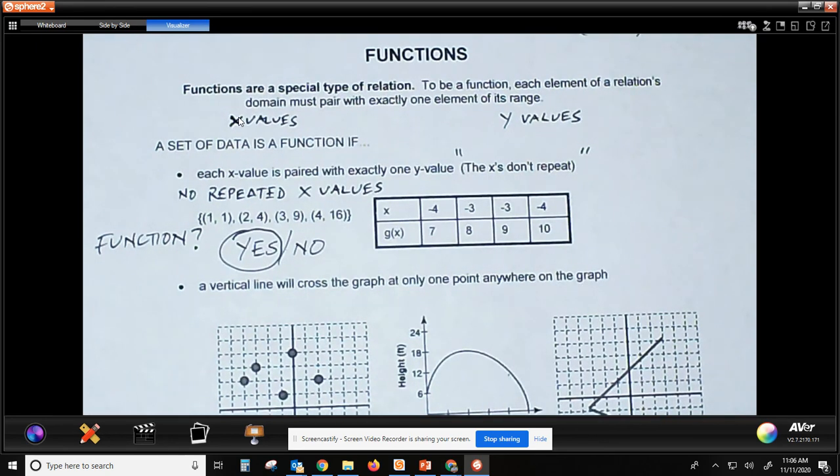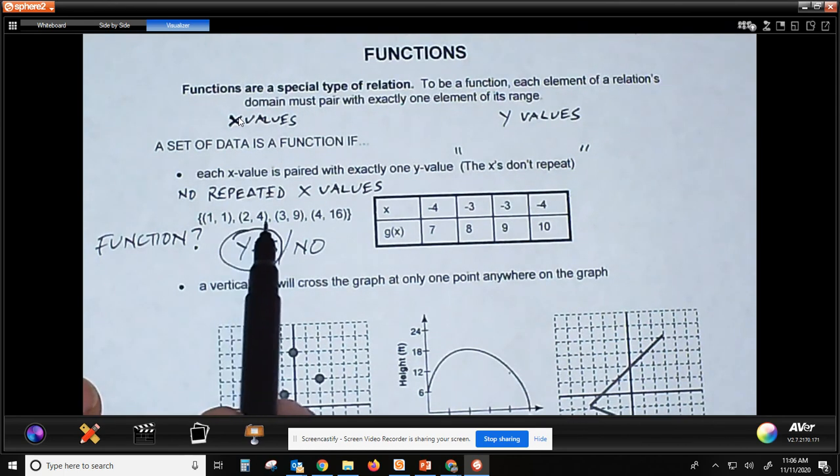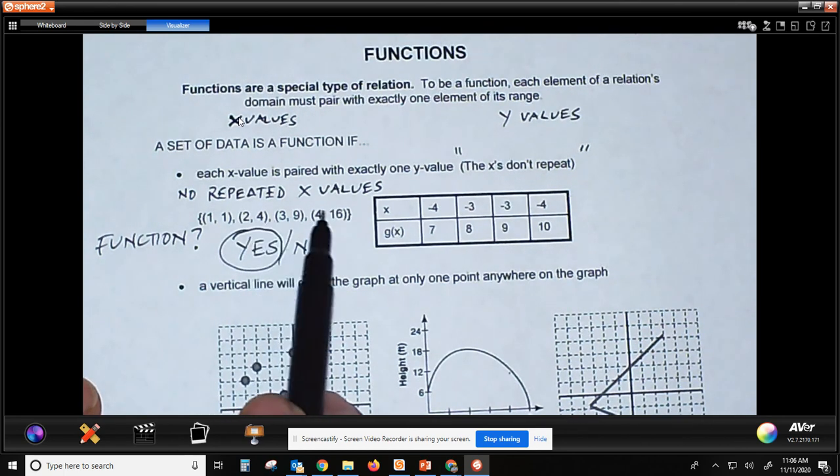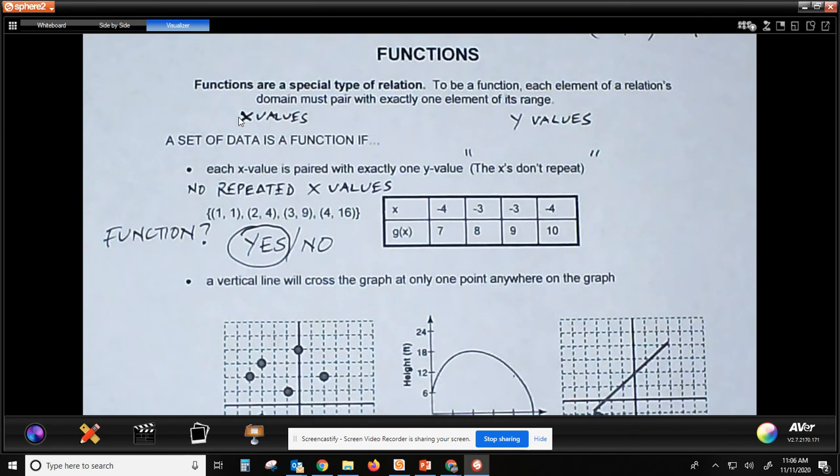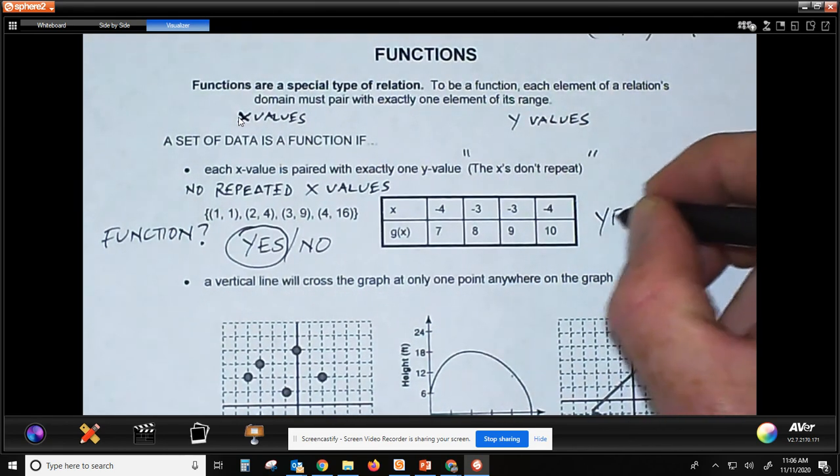One value of x would go into an equation, and only one value of y would come out for each of those x's. So let me write this over here for our second one.